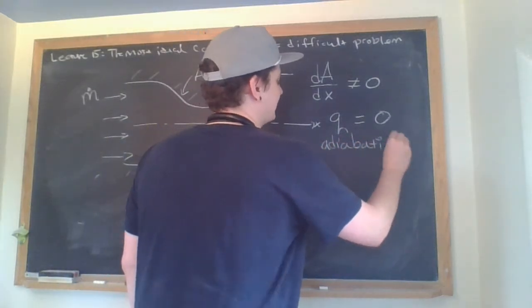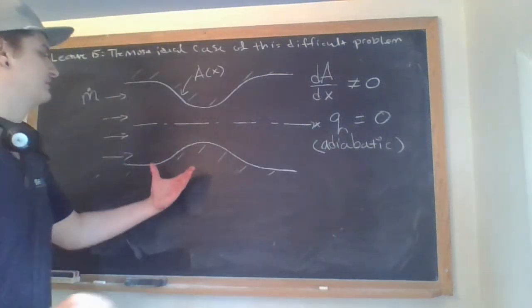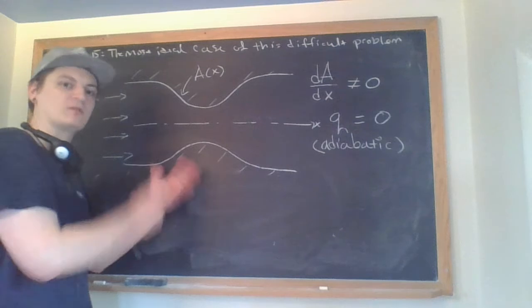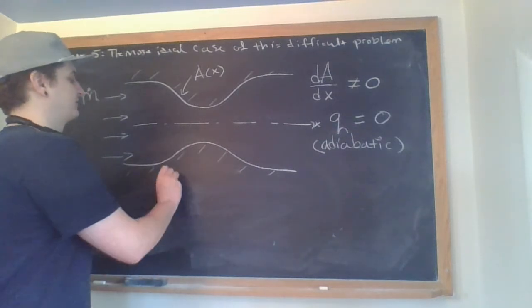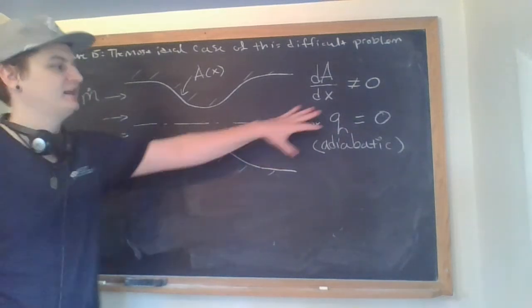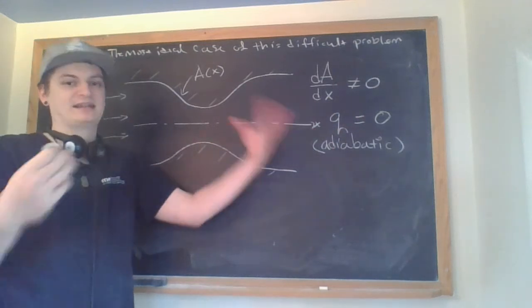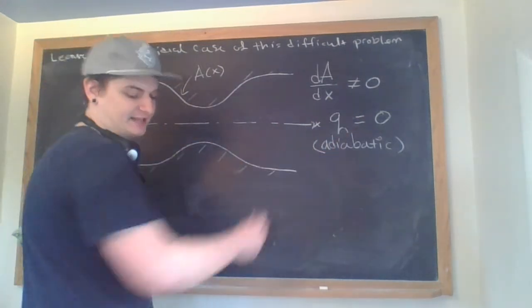It's the adiabatic assumption. There's no heat transfer from the interior of the conduit to the outside, or vice versa. So any sort of heat flux from the outside to the inside is negligible. You say zero, but in reality nothing's ever zero, so you just say negligible. I don't like saying equals zero.